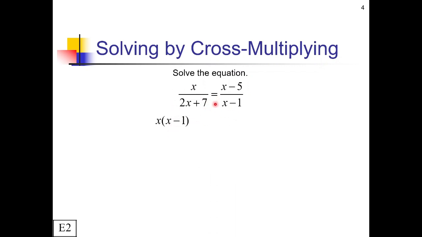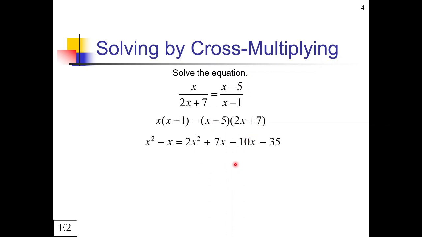and honestly, it doesn't matter which side each of these goes on as long as you're cross-multiplying. Now on the right side, we've got x minus 5 times 2x plus 7, or vice versa. Again, the order doesn't really matter if you're multiplying these. So let's go ahead and distribute everything. On the left, we've got x squared minus 1x. On the right side, foiling this out, we've got 2x squared plus 7x minus 10x minus 35.